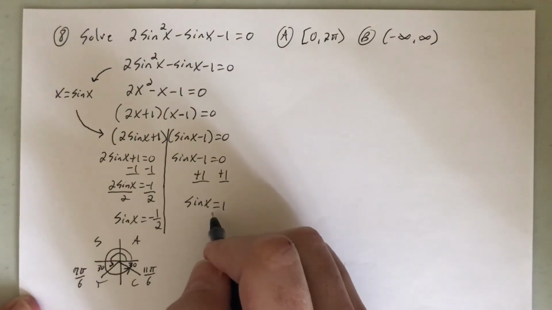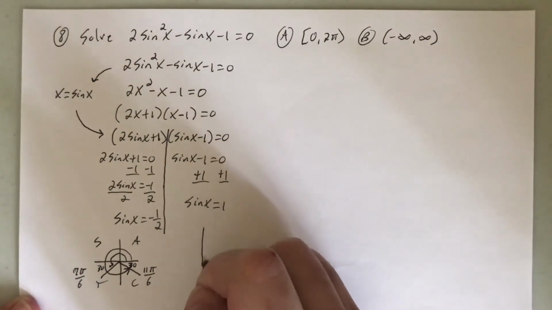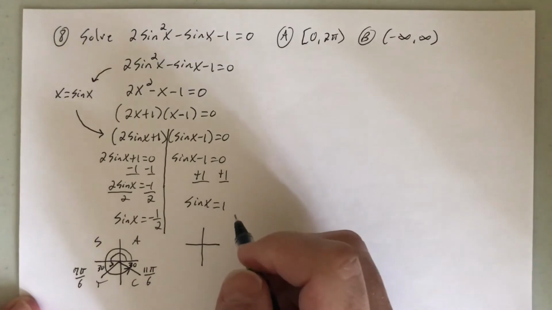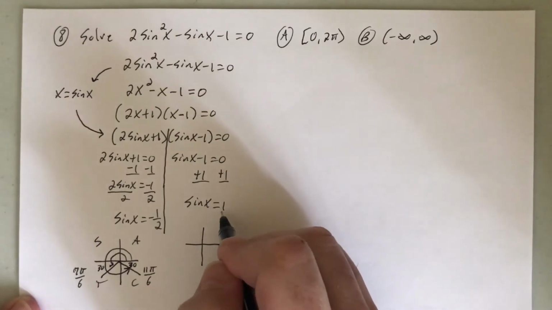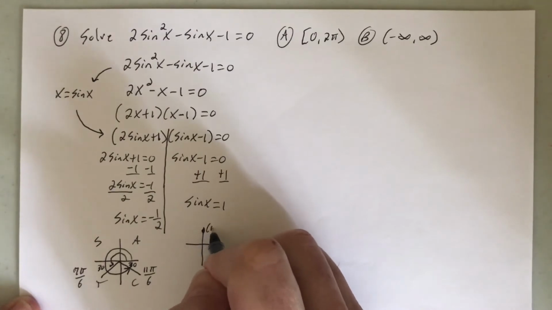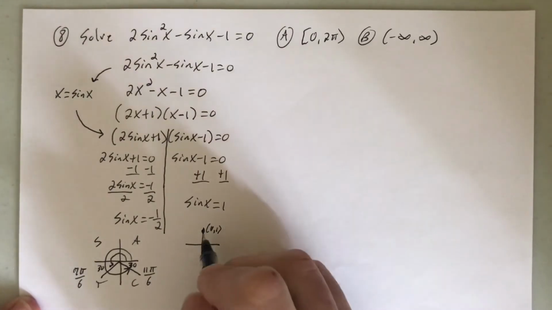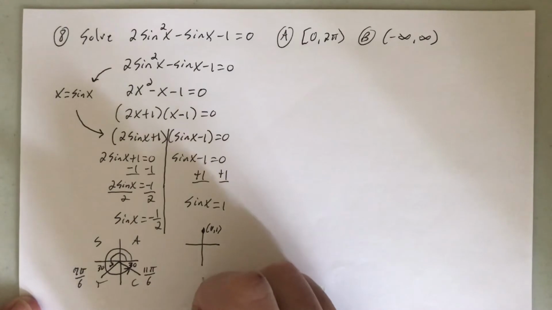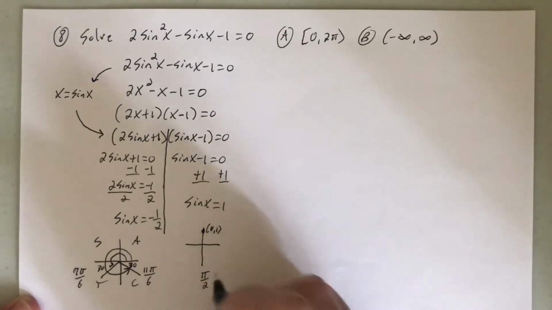Well, when is sine x equal to 1? Remember, it is the y coordinate. The y coordinate that you're looking for it to be 1 happens here. This is 0, 1, and that's at 90 degrees, which is pi over 2.